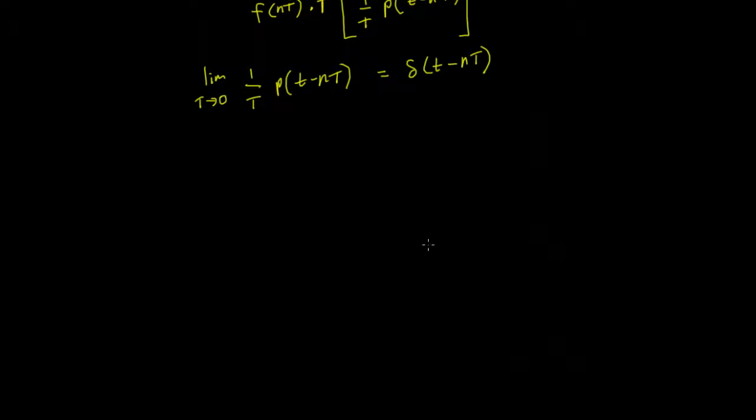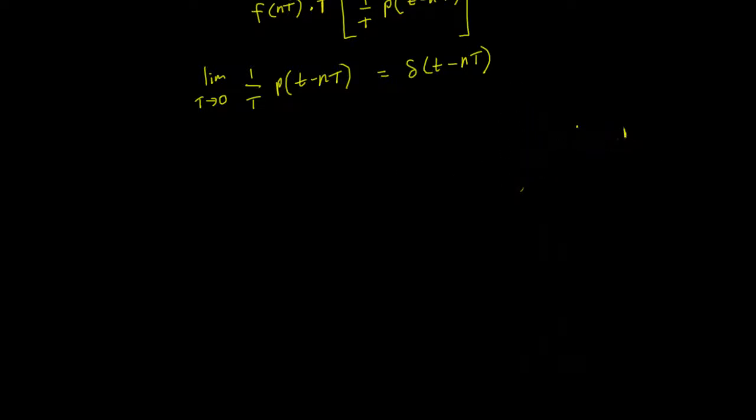Also, as I mentioned, the delta function is actually a distribution. So what we're really saying is that if we take the integral of the delta function by dt from minus infinity to infinity, it equals 1. So it's just some function whose area is always going to be equal to 1.